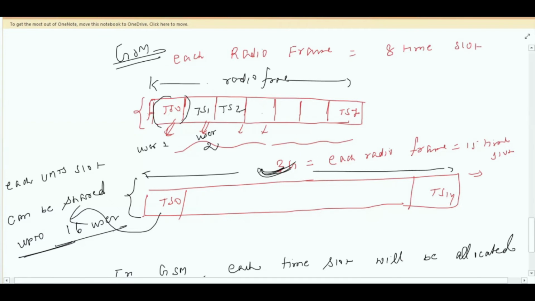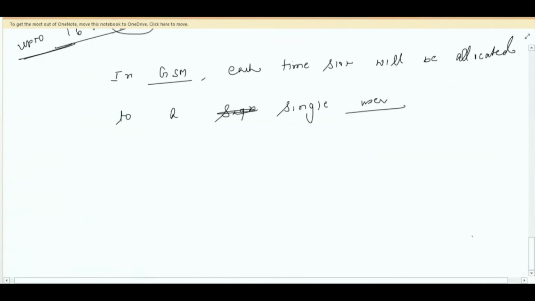So what is my question? Again, I'm repeating. If any user needs more than one slot to transmit a heavier amount of traffic, is it possible? You will say no, absolutely no. There is no exception. आपको interview में बोला कोई exception, no exception. Anyhow, each user will be allocated only one slot in the same radio frame. That's again the next important point you please remember.